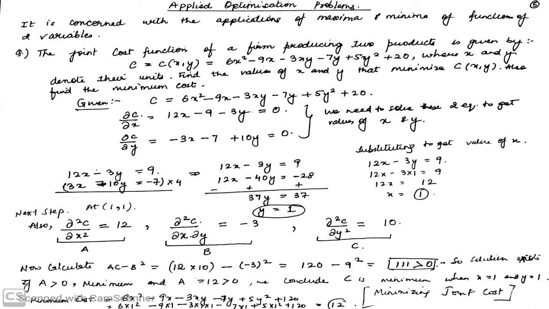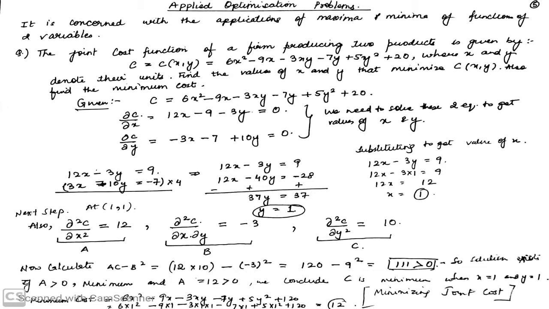This is our next topic, applied optimization problems. This section is concerned with the applications of maxima and minima of two variables to applied business problems. For example, एक firm है जो दो types of products produce कर रही है, and it is interested to find out the number of units produced of each type in order to minimize the total joint cost.